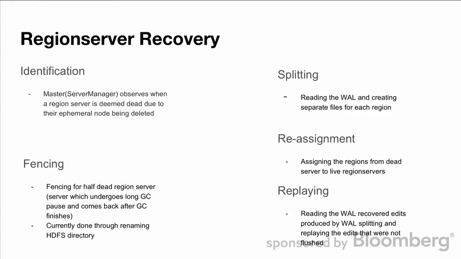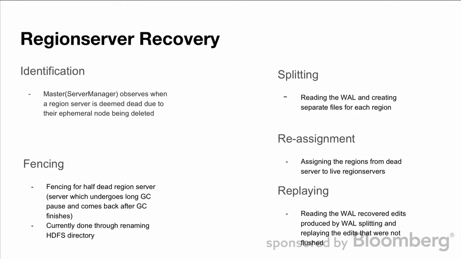So the first step is to identify when the region server is down. The identification step is, you use ZooKeeper with the ephemeral nodes. When the ephemeral node is deleted, the master gets to know. But there is a problem that the master can be down during the time when the region server is going down, right? So there should be a way that when the master comes up, it gets to know what region servers died during the time it was not there.